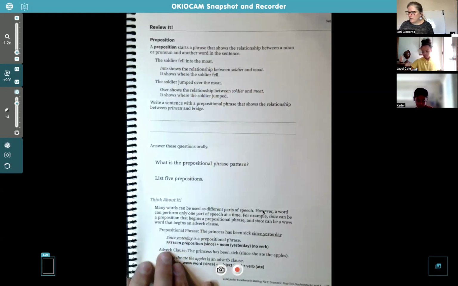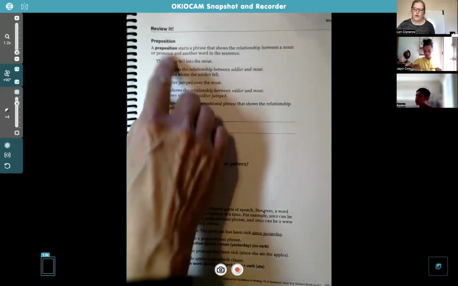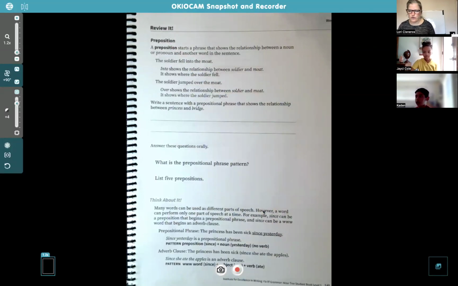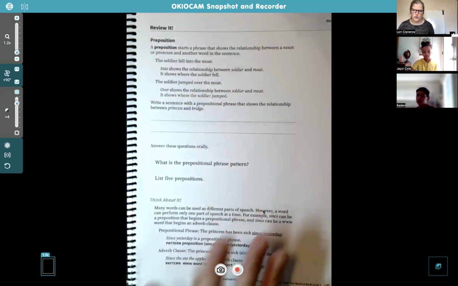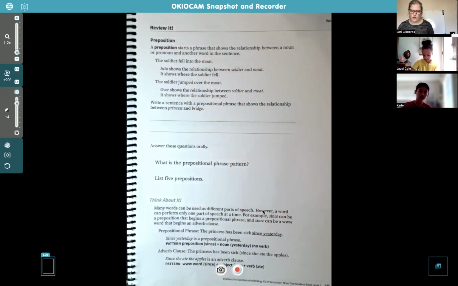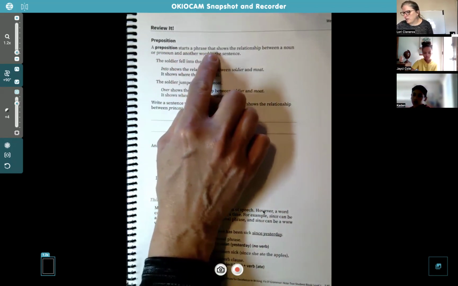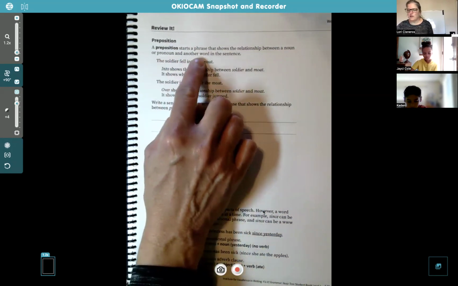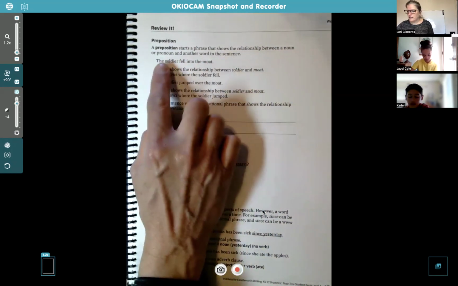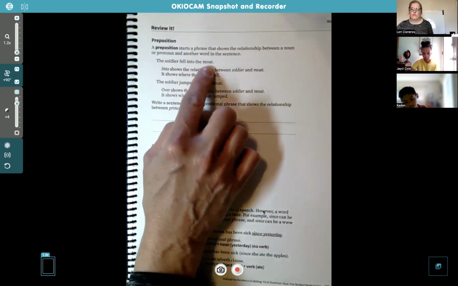So, page 145, we're reviewing again. And it starts out talking about prepositions. You guys are good with those. You've been marking prepositional phrases inside this book for a while. So this is review about that. So it says, a preposition starts a phrase that shows the relationship between a noun or pronoun and another word in the sentence. Here's your example. The soldier fell into the moat.